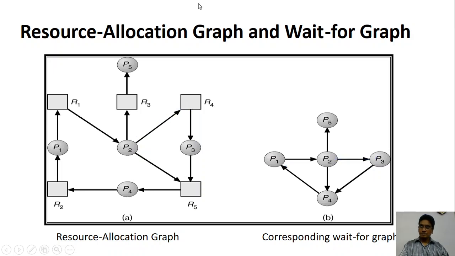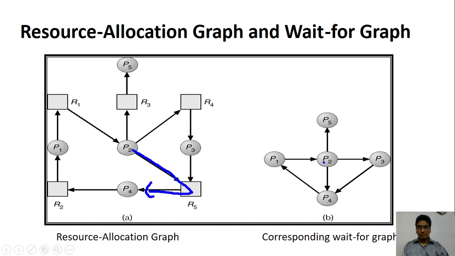In the same way, P3 is waiting for a resource R5 which is already given to the process P4. How do you do that? You directly draw the graph. P3 is waiting for a resource that is already given to P4. What about P2? P2 is waiting for a resource that is already given to P4.